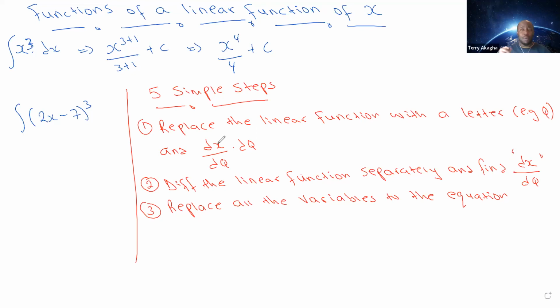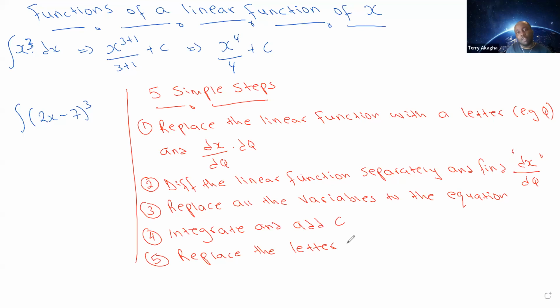I'm going to pick an example and we're going to solve it together, and you'll see that these 5 simple steps will make more sense to you. Then when you've done that, you differentiate the linear function to find dx over dq. Then you replace all the variables in the equation. Then the fourth step is that you integrate and add c. Then finally, you replace the letter with the linear function.